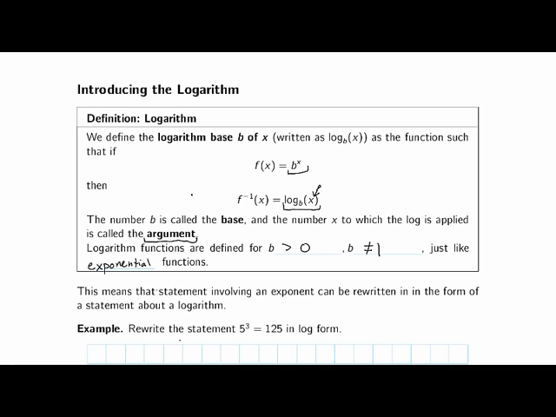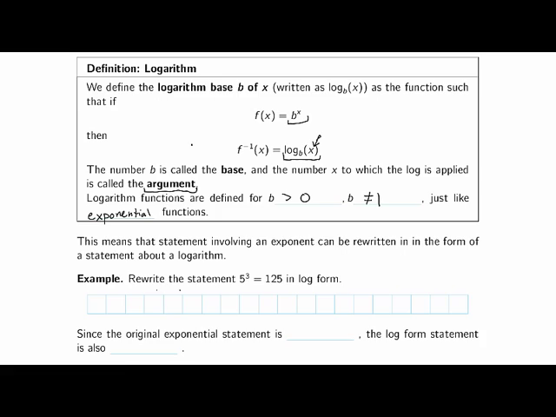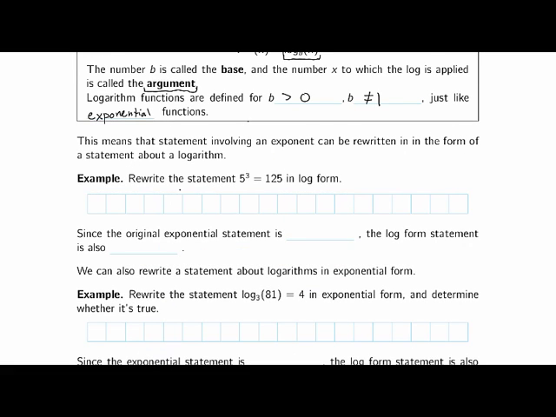So for the moment, let's just practice this notation. Any statement involving an exponent can be rewritten as a statement about a logarithm. So if we say that 5 to the third power is 125, we can rewrite this in logarithm form. We'll start with the log. And when I write log by hand, I like to write it in cursive so that the letters are joined together so that it's easier to see that it's just one symbol. You don't have to do that, but you should be aware that I'm going to.